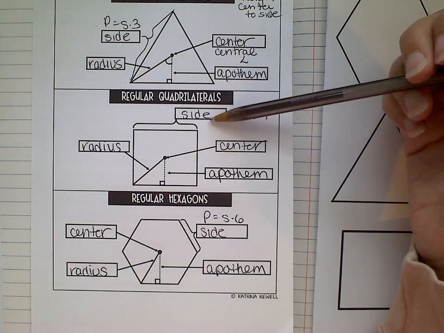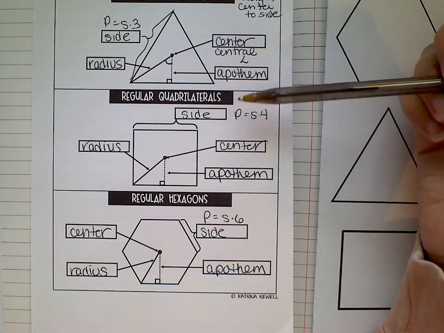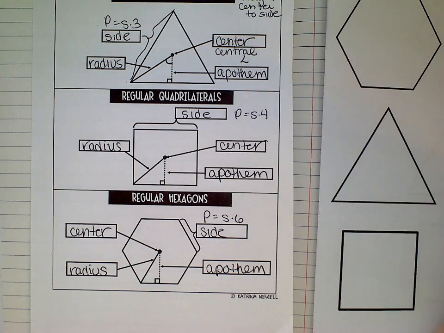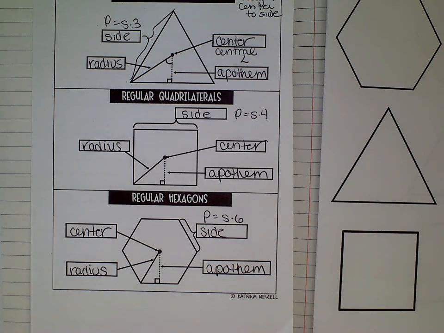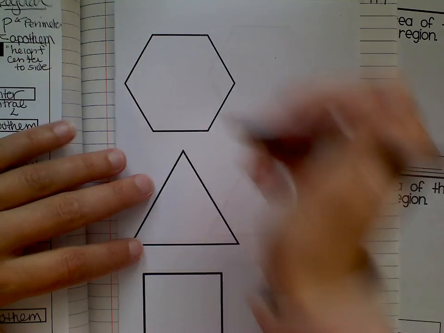Same thing with a quadrilateral. Like, I know how to find the area of the square, but I could use half apothem times perimeter if I know the apothem or if I know a radius. So that might be a reason that you want to do it. Okay, so we're going to try some now. Sure, we'll start with the hexagon.